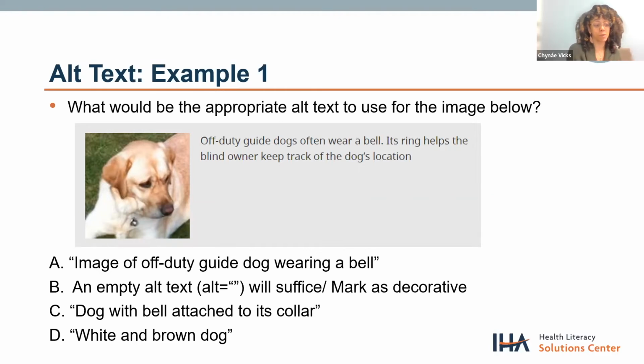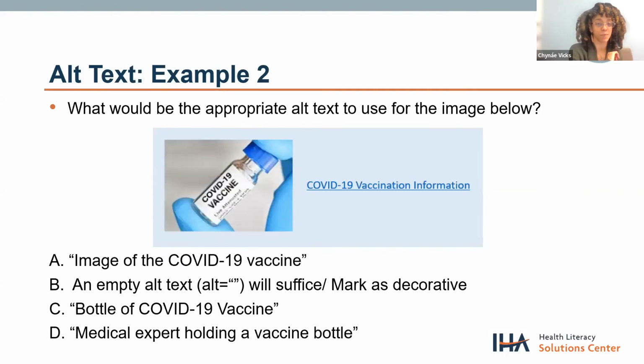So yeah, for this website, the image is used to supplement other information. So it supplements the text that's next to it, right? So your alt text should describe the information that is displayed visibly, but is not explained in the text. So yes, in this case, for those who said C, you are correct. It is the dog with the bell attached to its collar. Very good.